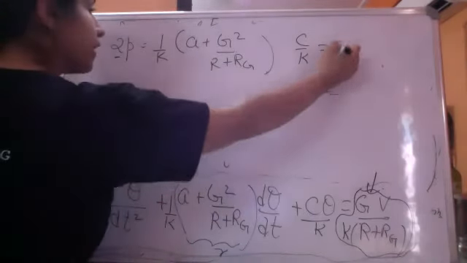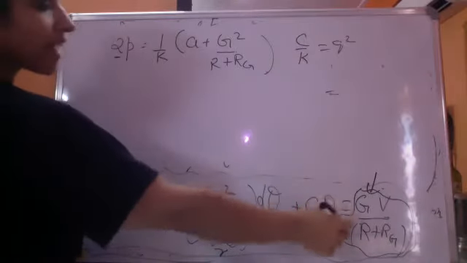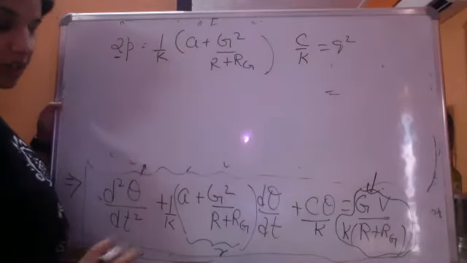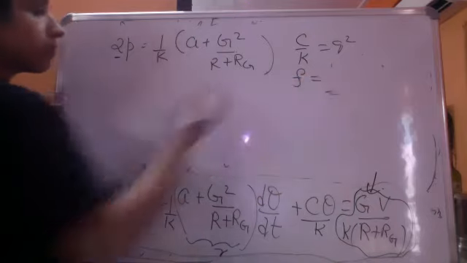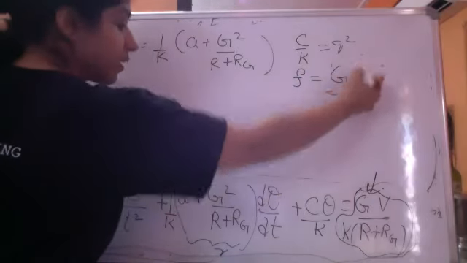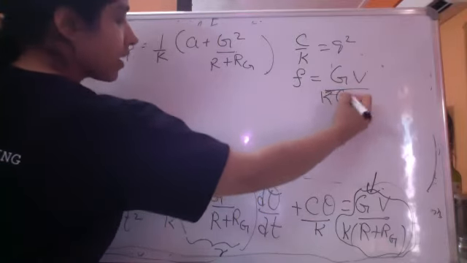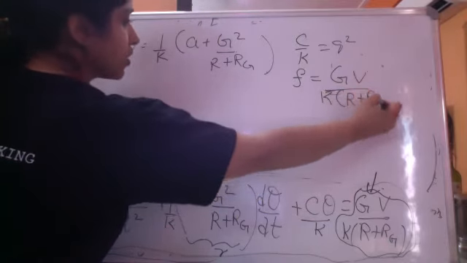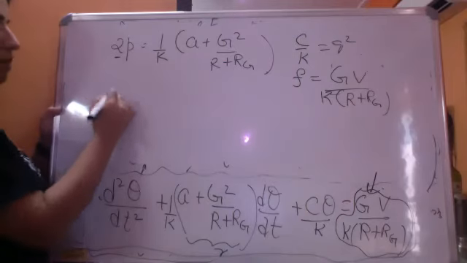and I'm going to call c by k as q squared, and this whole right hand side as some f, which is nothing but gv over k times r plus rg. So I'm going to write my equation in a compact form.